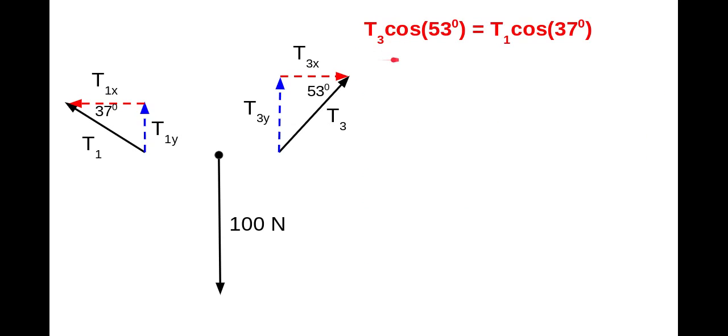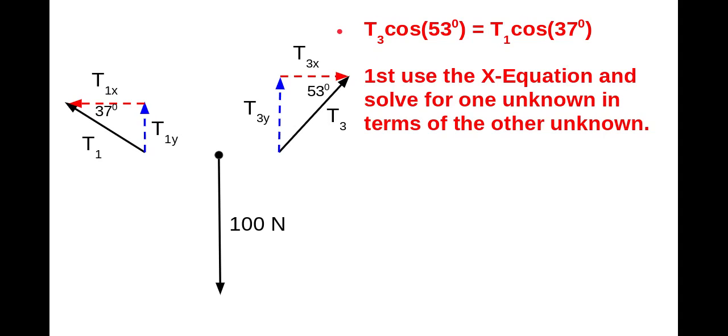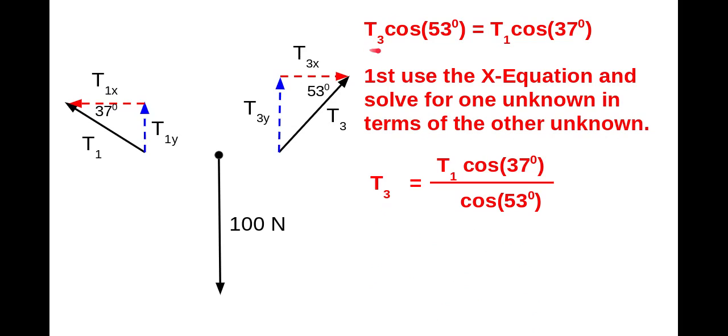So we have this x equation with the two unknowns, and what we're going to do is solve in terms of one of the unknowns. I chose to solve for T3. Now, I still don't know what the answer is. I can't figure out what T3 is because I don't know what T1 is. Cosine of 37 is a number. Cosine of 53 is a number. But again, that would just give me T3 is equal to T1 times some number.